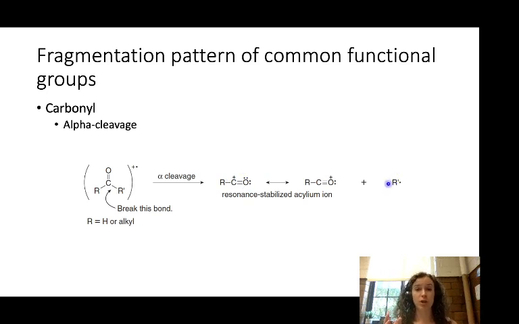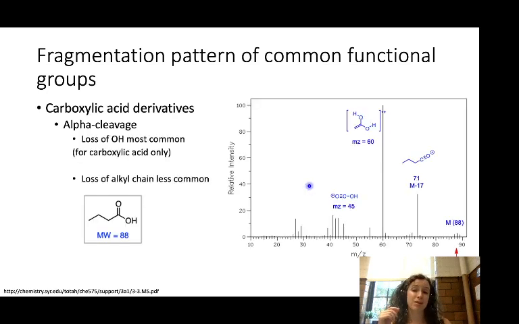So really all you have to be able to measure is, what is the mass of the thing that broke off, and do I see that mass on the spectrum? And what is the mass of the other thing, and do I see that mass on the spectrum? One particular case study that we should be used to is the fragmentation pattern of carboxylic acid derivatives. They undergo alpha cleavage.